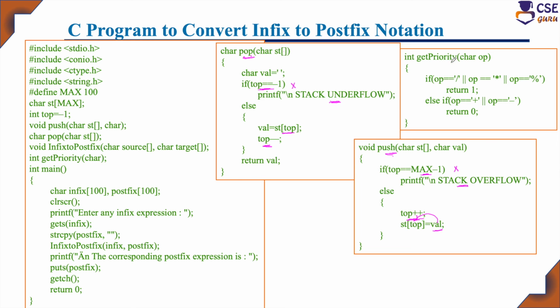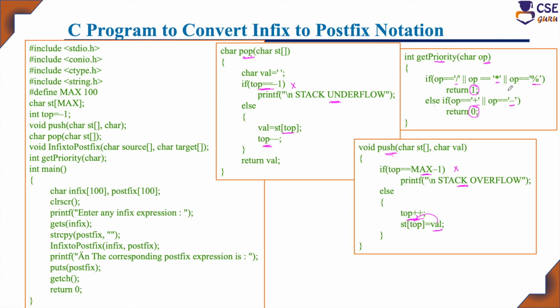And one more function is required here to get the priority, the get priority of operator function. For whatever operator is present in the infix expression, you need to do a comparison before converting it into a postfix expression. So for that comparison, one more function is required. If the operator is division, multiplication or modulus, you return the value 1, meaning these are higher priority operators. If the operator is plus or minus, return 0. These two are lower priority operators compared to those 3 operators.